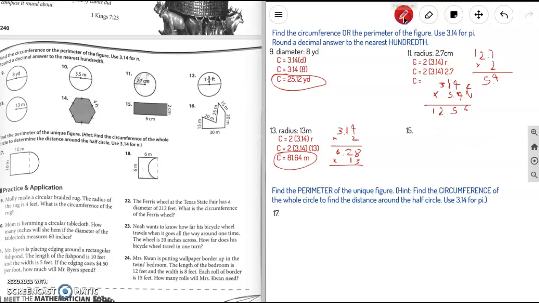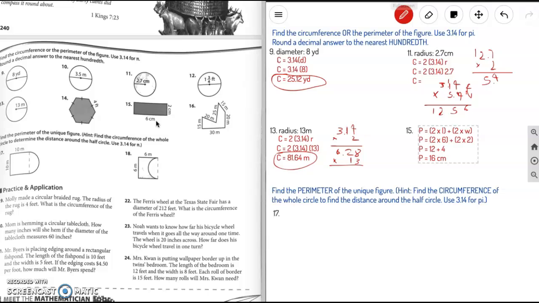Number 15, we're finding the perimeter. So it's review from last week. So let's go back to the formula to find the perimeter of a rectangle. Remember, L is length, W is width. All right, so we just fill those numbers in. 2 times what's the length? 6 centimeters. And what's the width? 2. Good. 2 times 6 plus 2 times 2. P equals 16 centimeters.